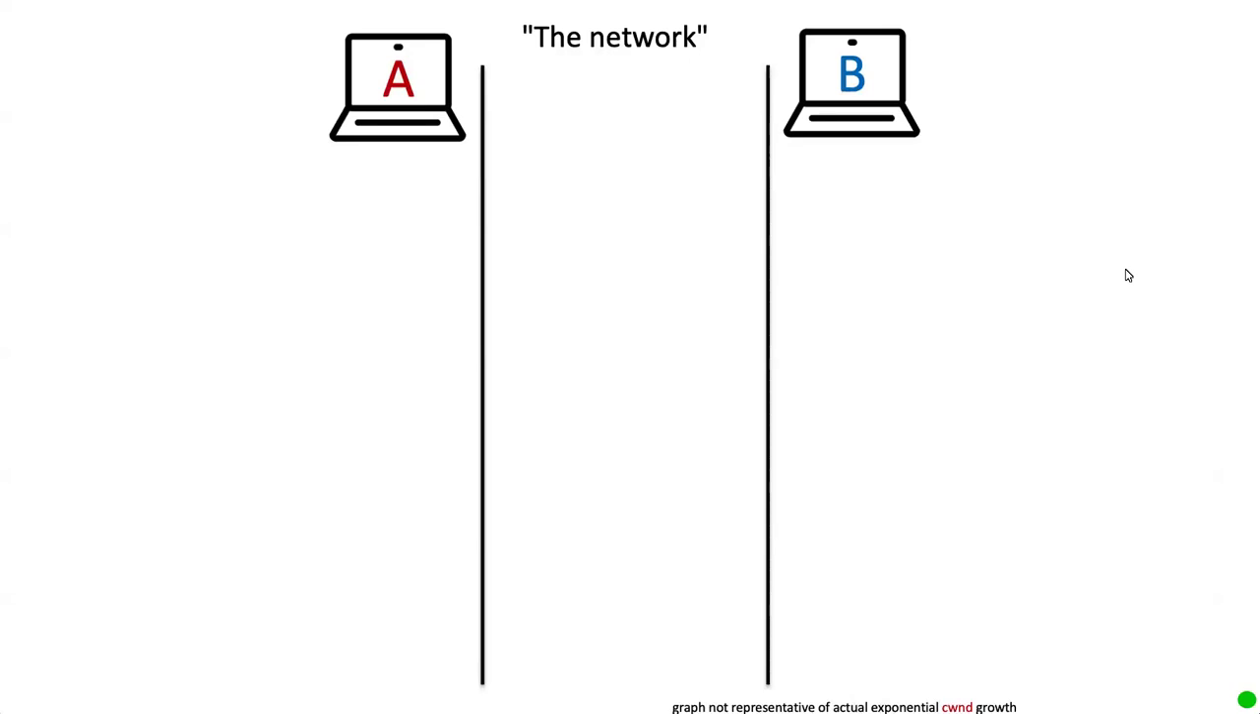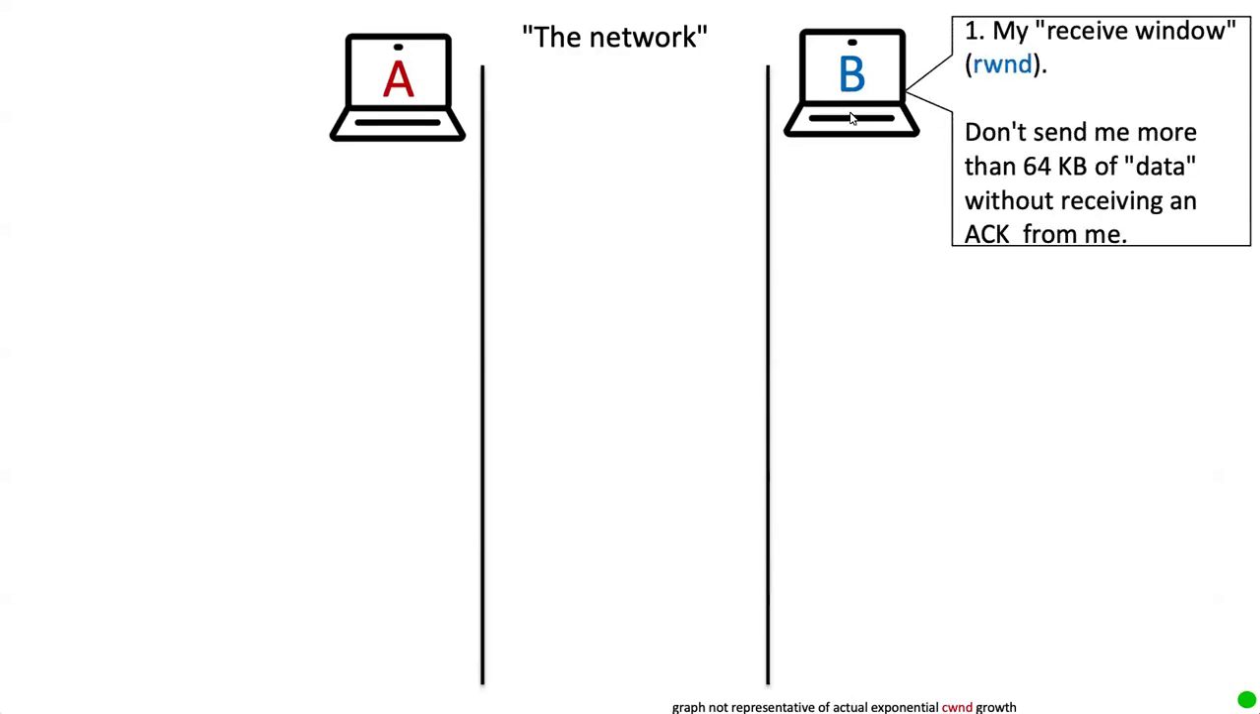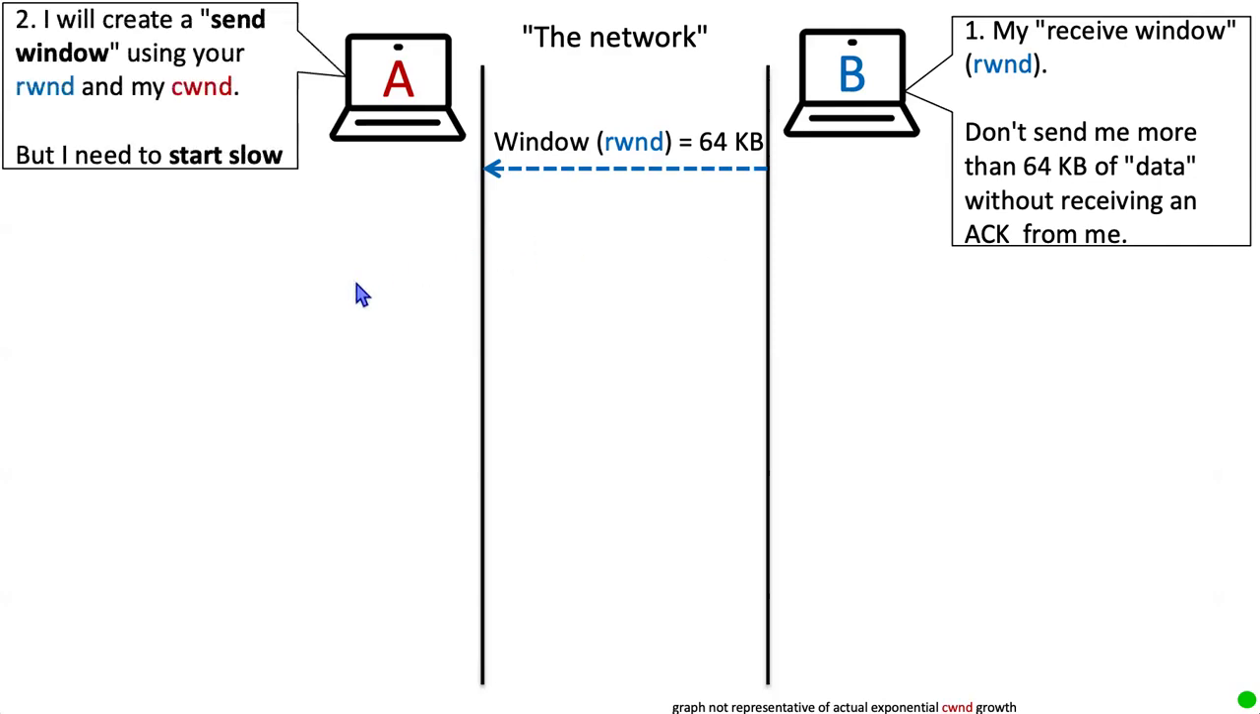So let's get started. Here we have PCB once again sending its receive window to PCA, saying, don't send me any more than 64,000 bytes of data without receiving an acknowledgement from me. So PCA says, okay, I'll create a send window for sending data to you, using your receive window that you sent me and my congestion window that we talked about previously. But I need to use slow start.